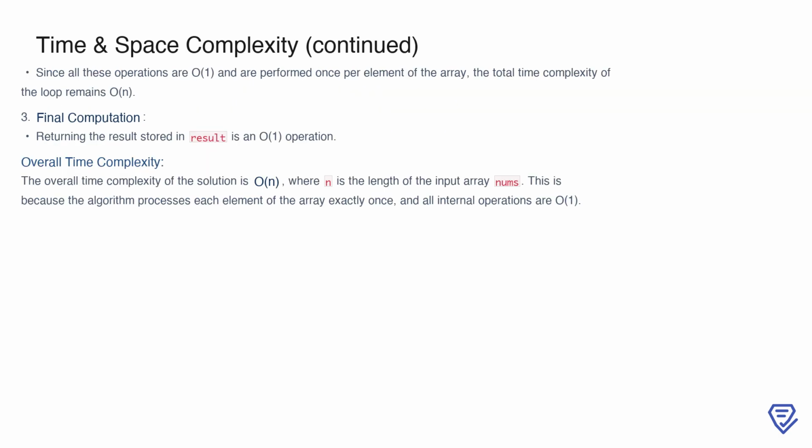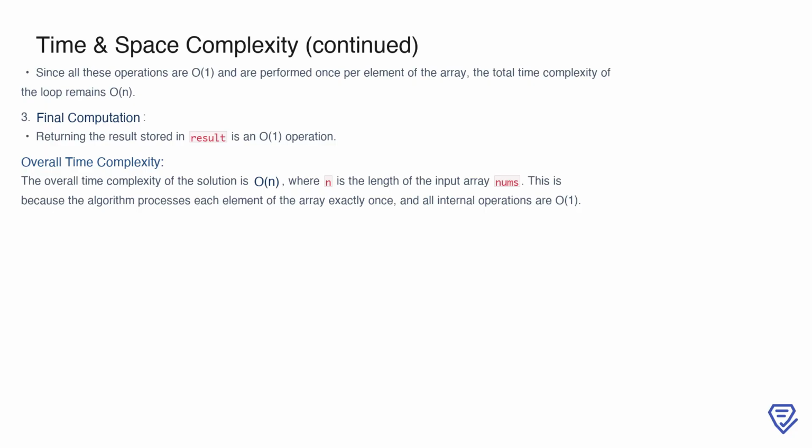Since the for loop dominates the time complexity, the final computation step, which involves simply returning the value stored in result, is negligible. Returning a single variable is an O(1) operation. Therefore, when we combine all the steps, the overall time complexity of our solution is O(n).